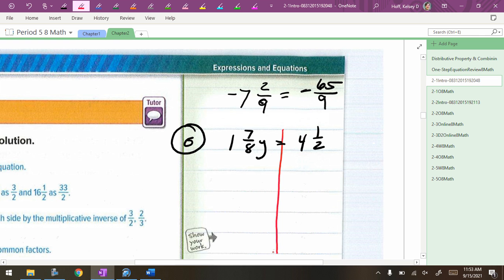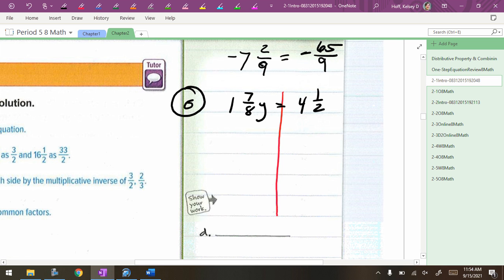Tori, 1 7/8. I want to make that improper. Walk me through it. Okay, 8 times 1 is 8, plus 7. 15 over 8, y. Nicely done. Paxton, 4 1/2.